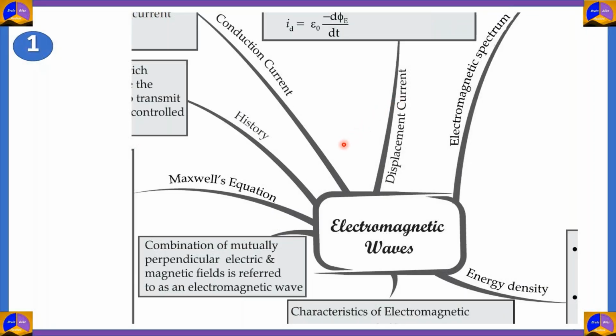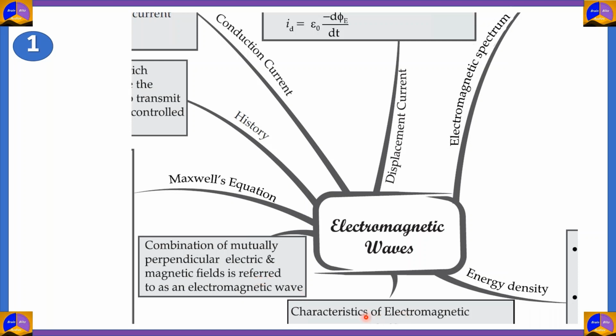So let's move on to our first stage, electromagnetic waves. Electromagnetic waves are the waves which are related to both electricity and magnetism. These are the waves which are coupled with time-varying electric and magnetic fields, and they propagate in space. The formula for electromagnetic waves: time-varying electric field plus time-varying magnetic field is electromagnetic waves. So these are a combination of mutually perpendicular electric and magnetic fields.